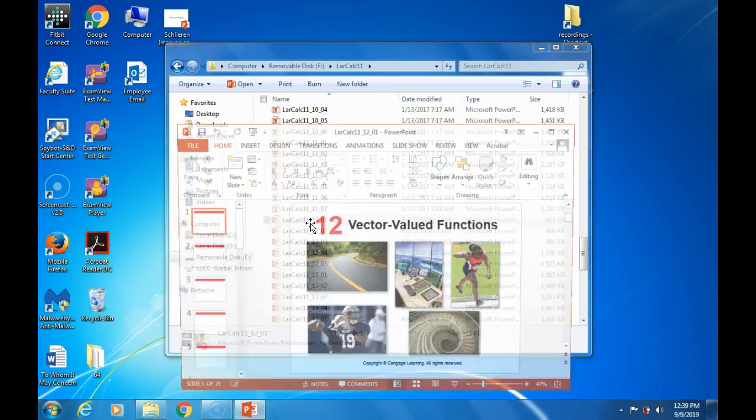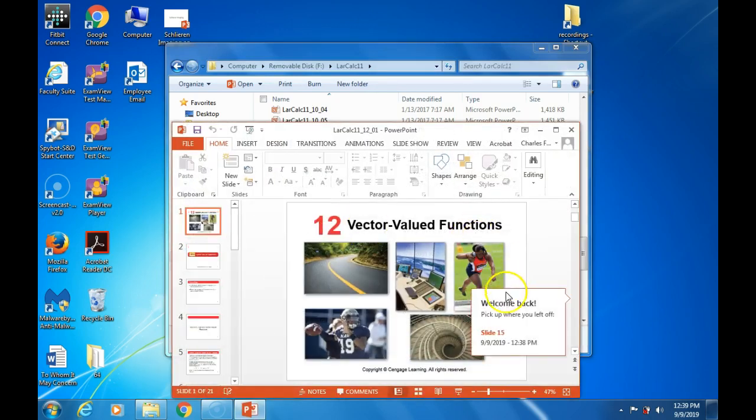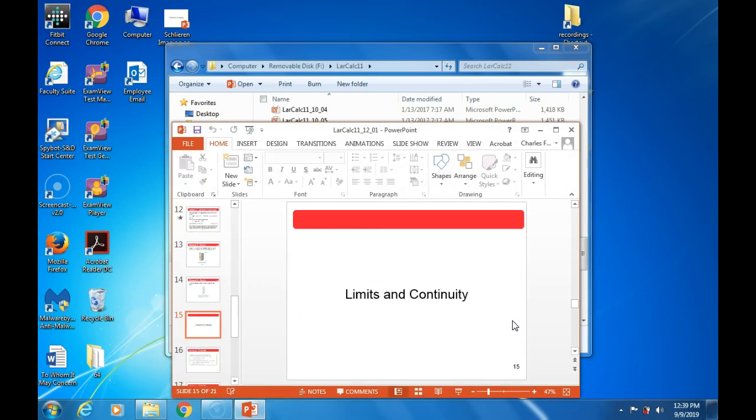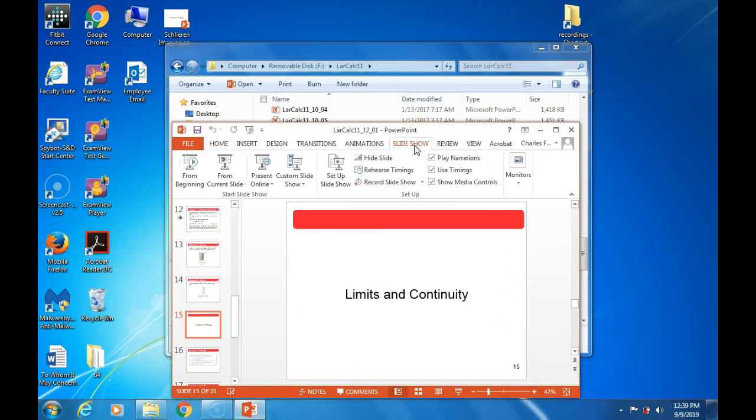No, I didn't close it by mistake. I did it by intent. Okay. 12.1, limits and continuity. That's where we are. Let's start the slideshow from there, even though we've had the recorder going for a while. We haven't started. Okay. Any questions? Anything we've done up till now?